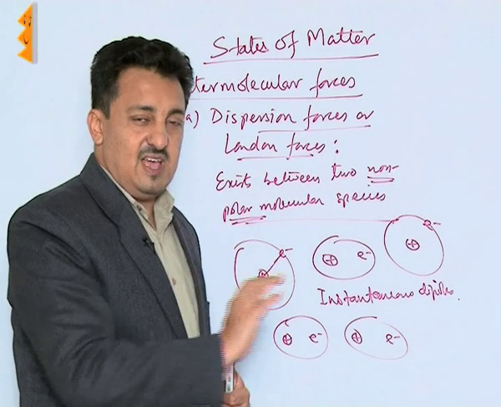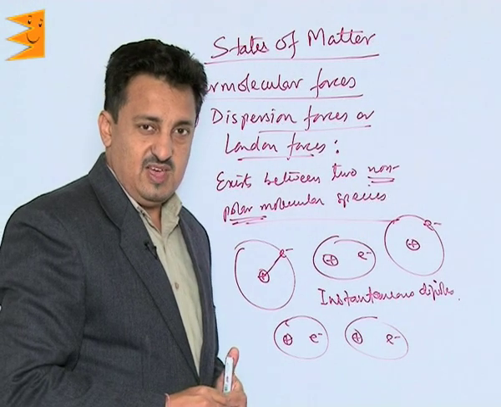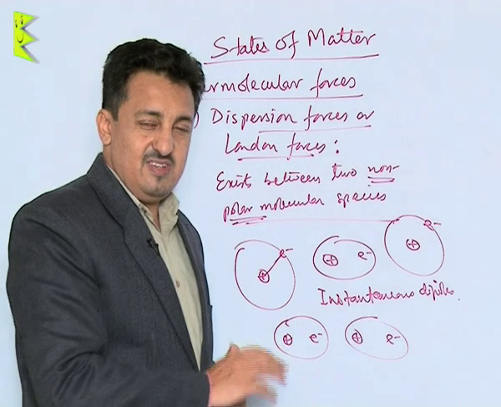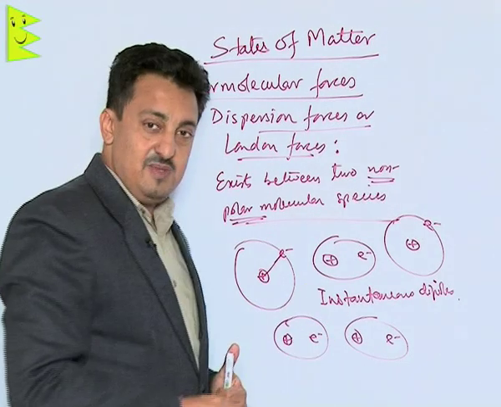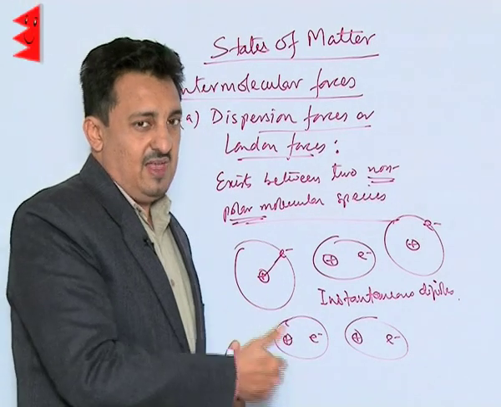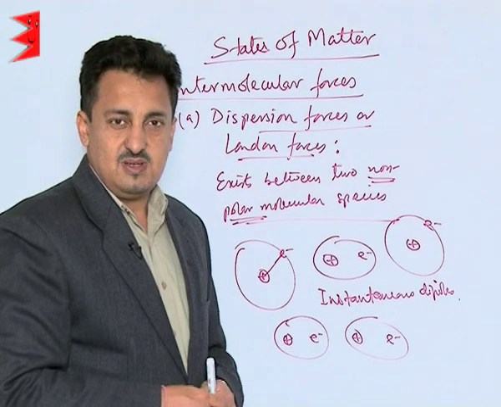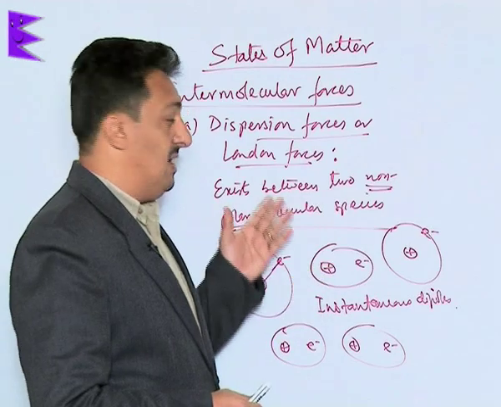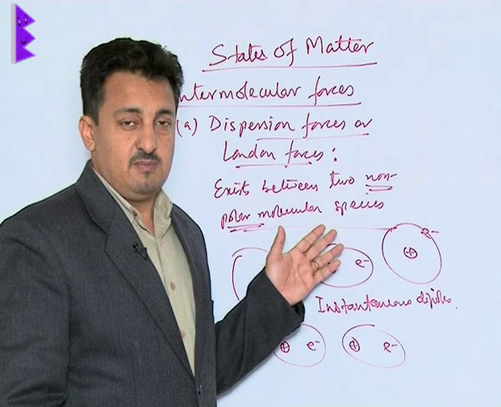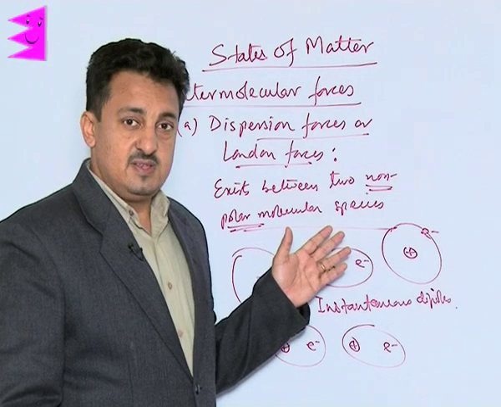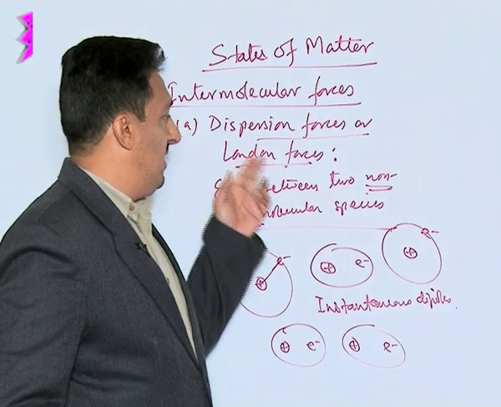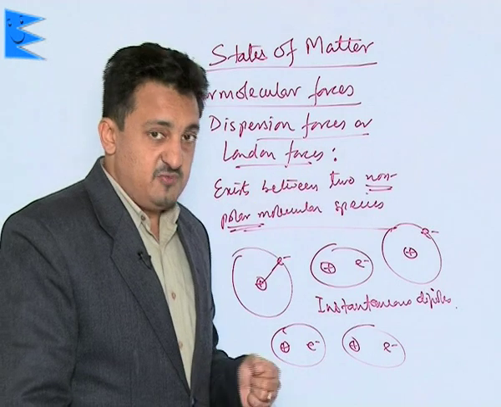These are the weakest type of intermolecular forces we have, and they mainly exist between non-polar molecular species like hydrogen, helium, xenon, etc. These forces are called London forces after the German scientist Fritz London, and they are also called dispersion forces.